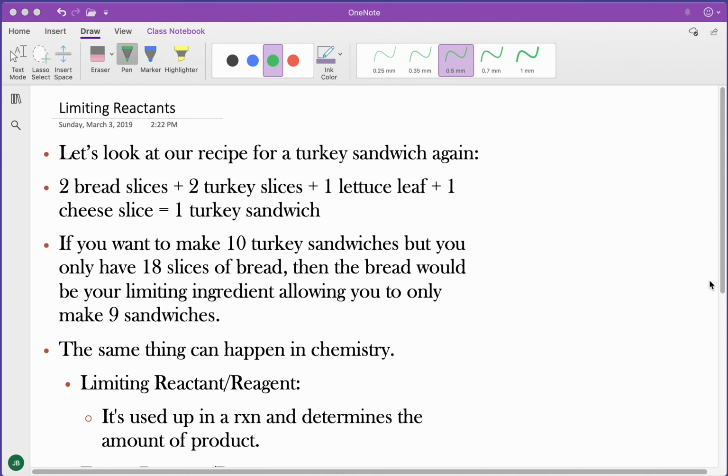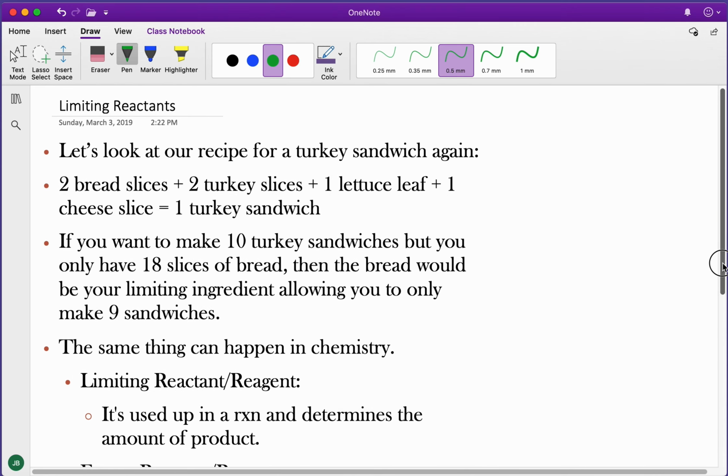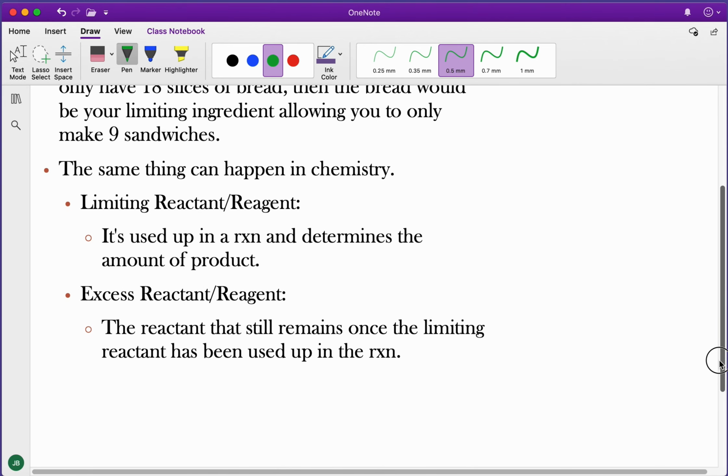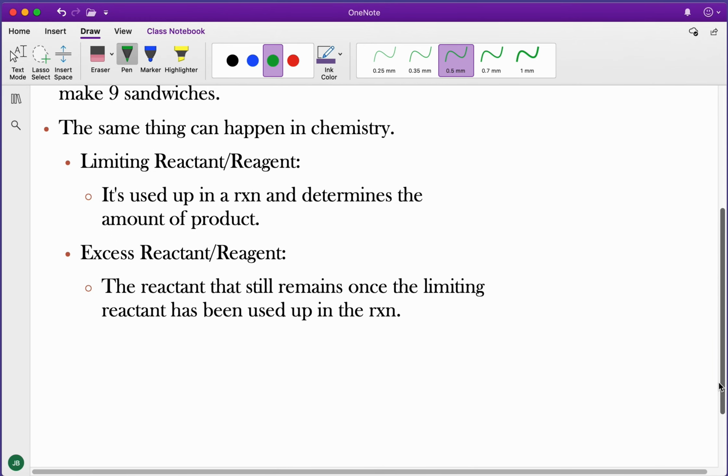Now, the same thing can happen in chemistry, where one of your reactants limits how much product can be made. That reactant that does the limiting is also sometimes called a limiting reagent, and it is completely used up in the reaction. And then the excess reactant or excess reagent is the reactant that still remains. There's still some of this left once the limiting reactant has been used up in the reaction.